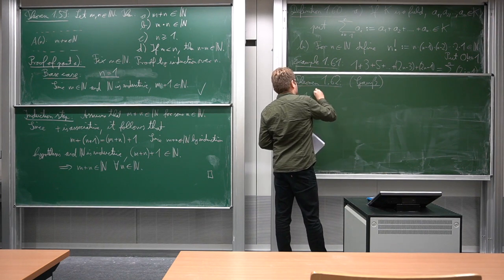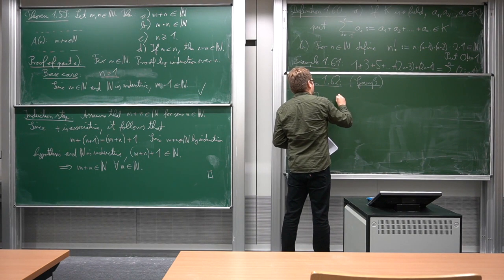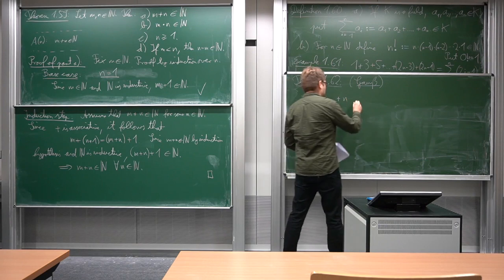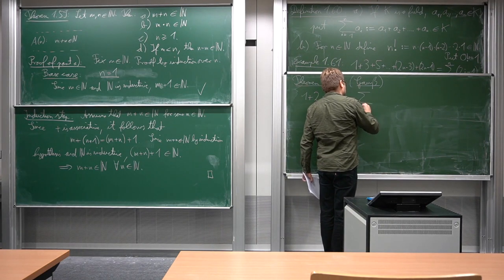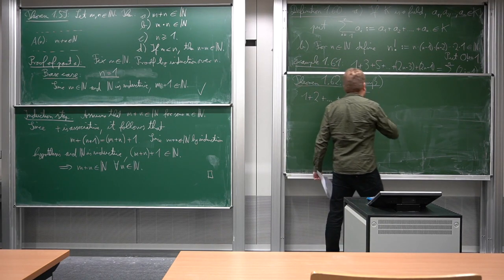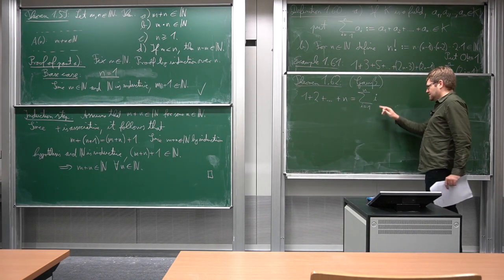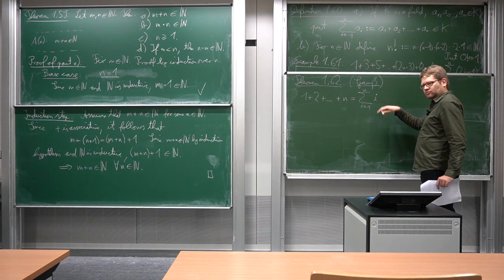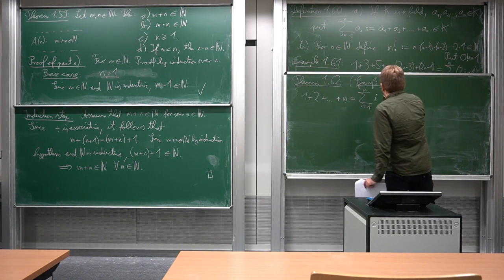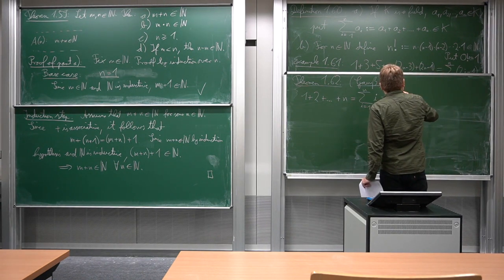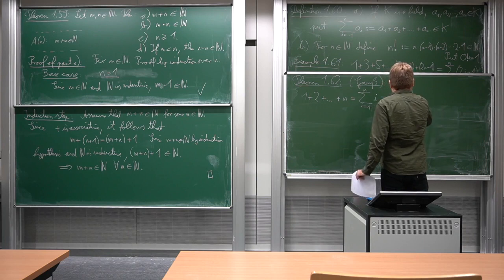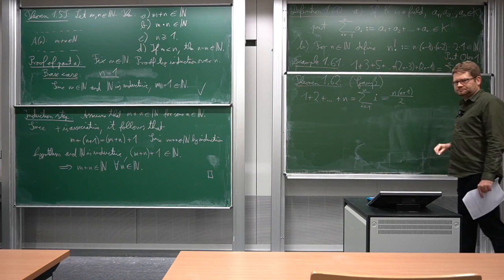So the idea is now if we add the first n natural numbers, which we can write in this new notation as the sum over i from 1 to n of i, where i is 1 gives 1, i is 2 gives 2, and so on. And this is the same as n times n plus 1 over 2.